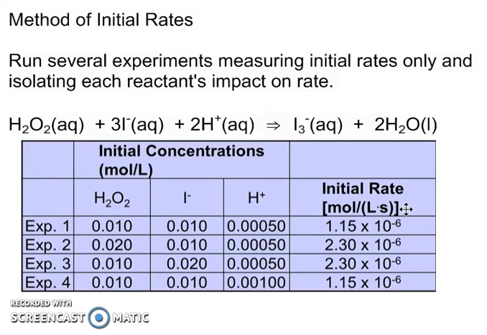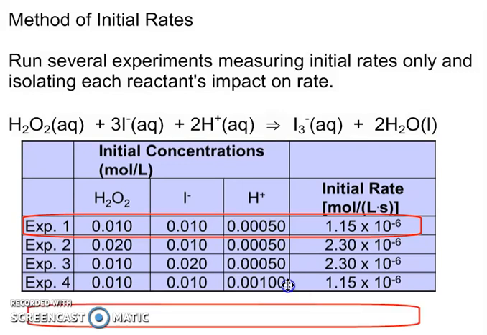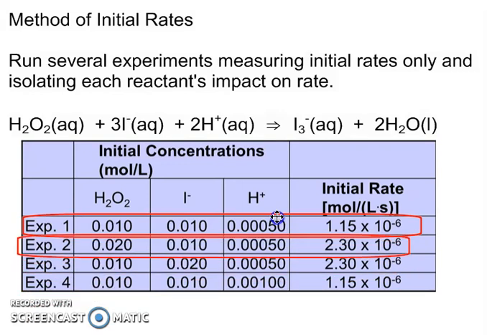So as we look at each of the experiments here, it looks like we're holding a lot of things constant. And the idea is we're going to choose 2 experiments where 2 reactants are held constant and only one of them is changed. So we can see the impact of changing that one reactant. So if we look at our first experiment and let's compare it to the second experiment, we have kept the iodide the same, we've kept the hydrogen ion the same, and all we've done is change the hydrogen peroxide. So any differences that we see in rate can be attributed to the hydrogen peroxide.